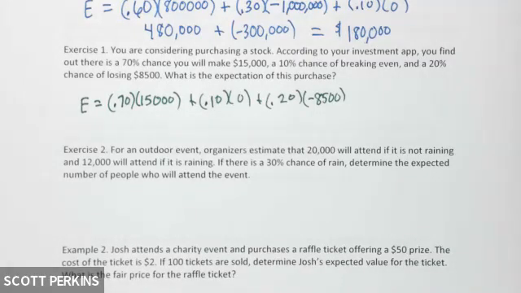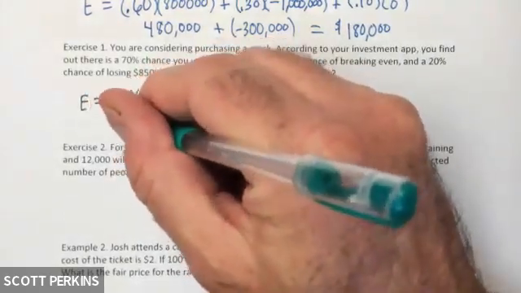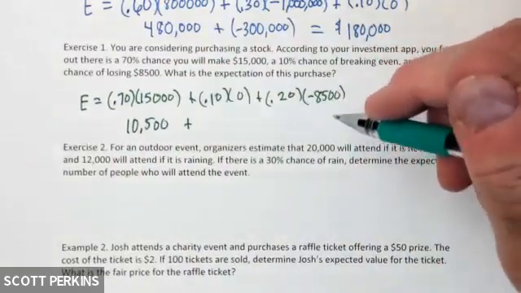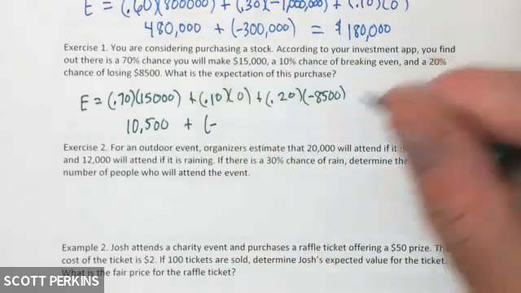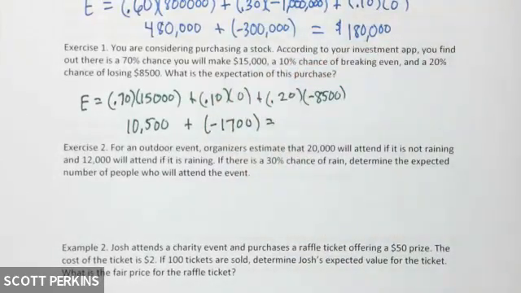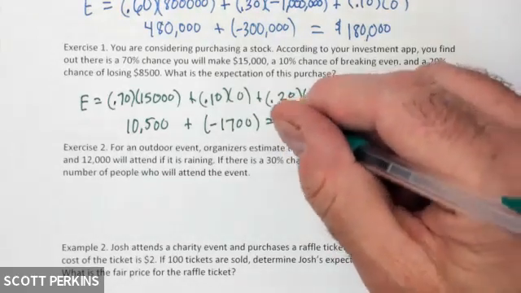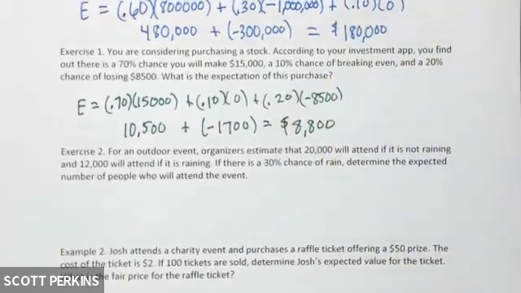So now I'm going into my calculator here. And so 0.7 times 15,000, I think you should get 10,500 for that. And then 0.2 times negative 8,500, what's that? Negative what? 1,700? Sounds great to me. And so when I add 10,500 and negative 1,700, it looks like that's going to come out to 8,800. And it's in the positive.